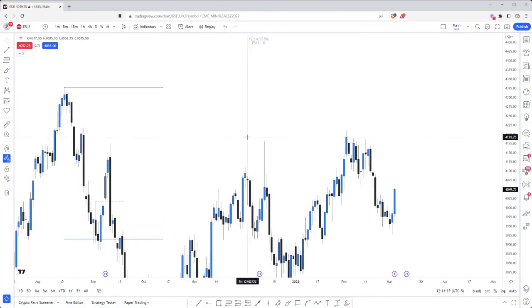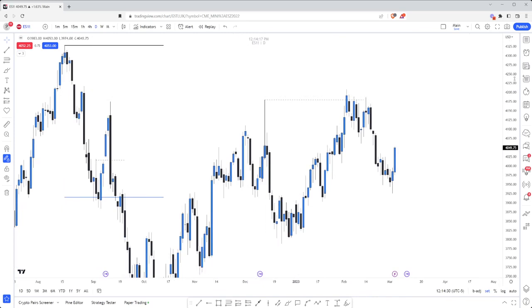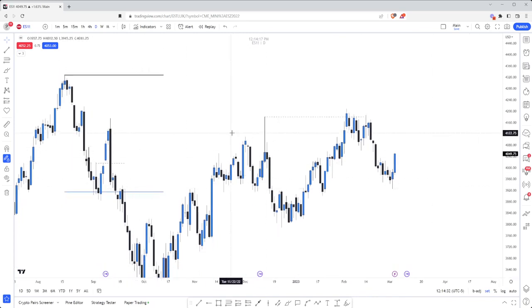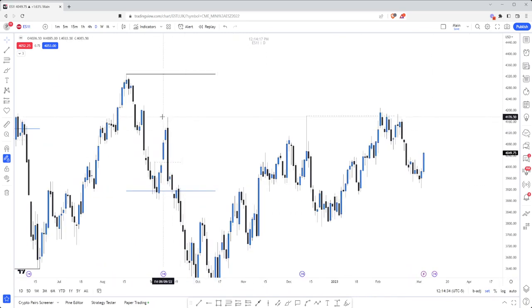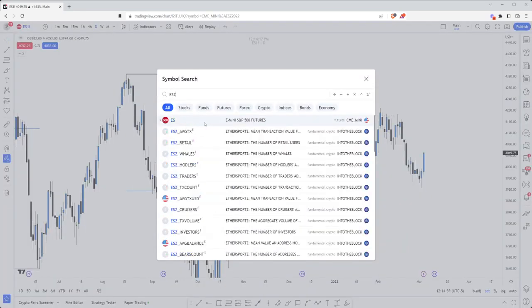So whenever you take out one liquidity pool, so let's say we took out buy side, right? Whenever you take out buy side into a context that tells you should reverse. So for instance, let's say if there was a massive fair value gap here. Let's look at ESZ because it's a little cleaner.